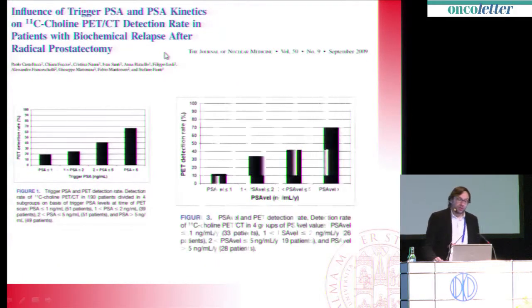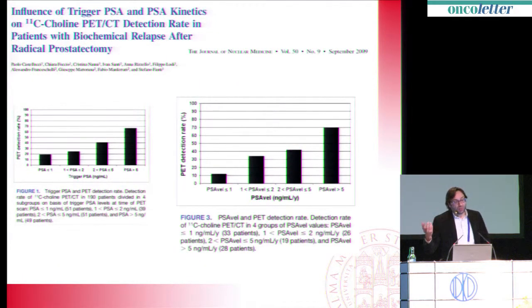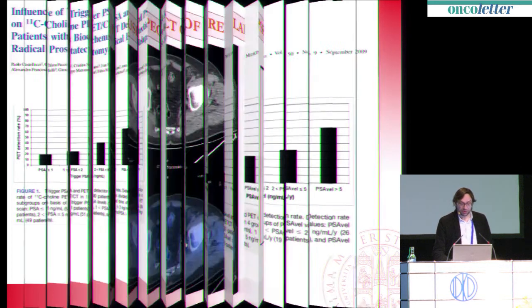And we do demonstrate that we have to incorporate not only the trigger value of PSA for this purpose, but mostly the kinetics of PSA. So the patient has to be selected if they have a short doubling time. So the PSA is rising rapidly. It's related to a better accuracy of PET with choline.